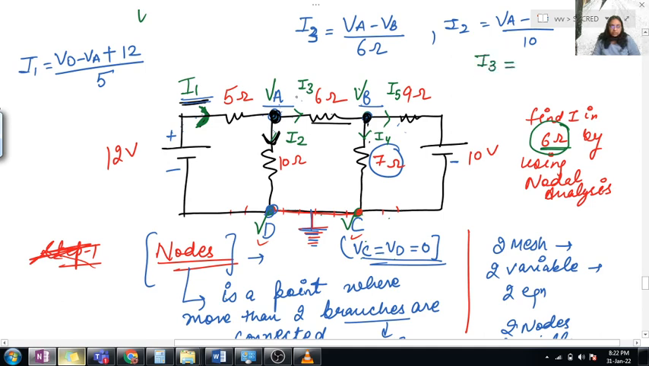In the 6 ohm, which current is flowing? I3. I3 is VA minus VB divided by 6. After solving the equations you know the value of VA, and you know the value of VB. Then you will get the value of I3.